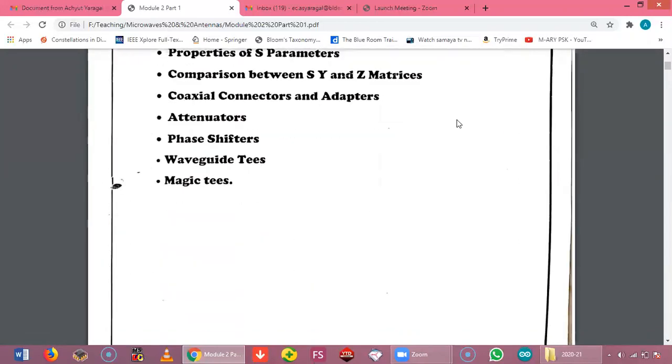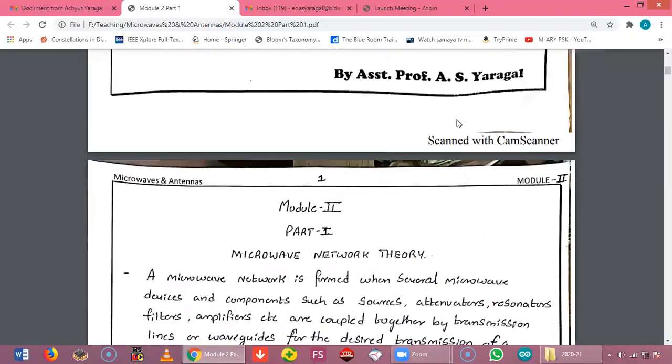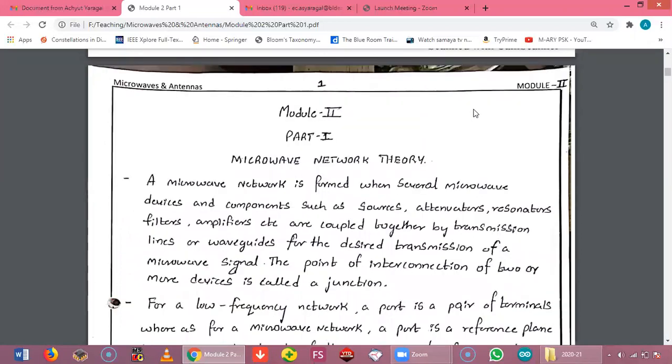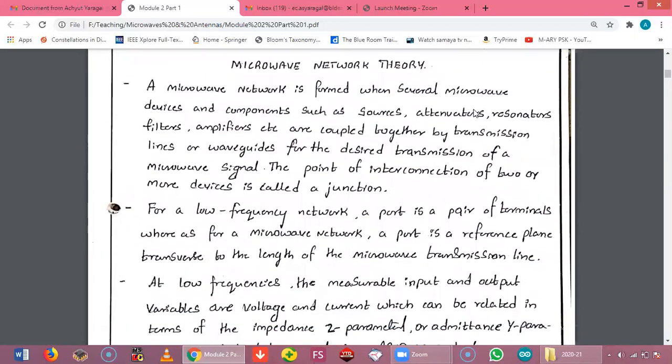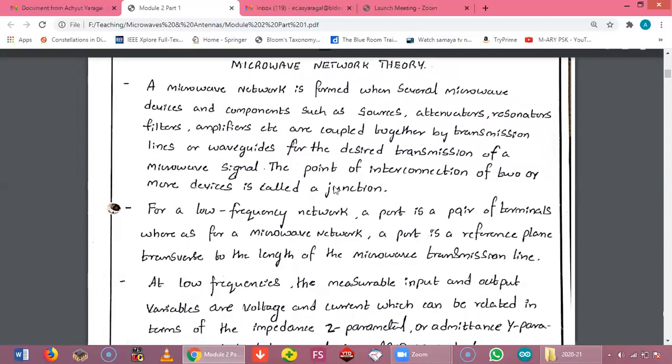So let us begin with the introduction of microwave network theory. The first part. What is exactly the definition of a microwave network? It is nothing but microwave devices, such as attenuators, resonators, filters, and amplifiers, which are coupled together by waveguides or transmission lines for the purpose of transmitting a specific microwave signal. The point of intersection for two or more devices is called a junction.